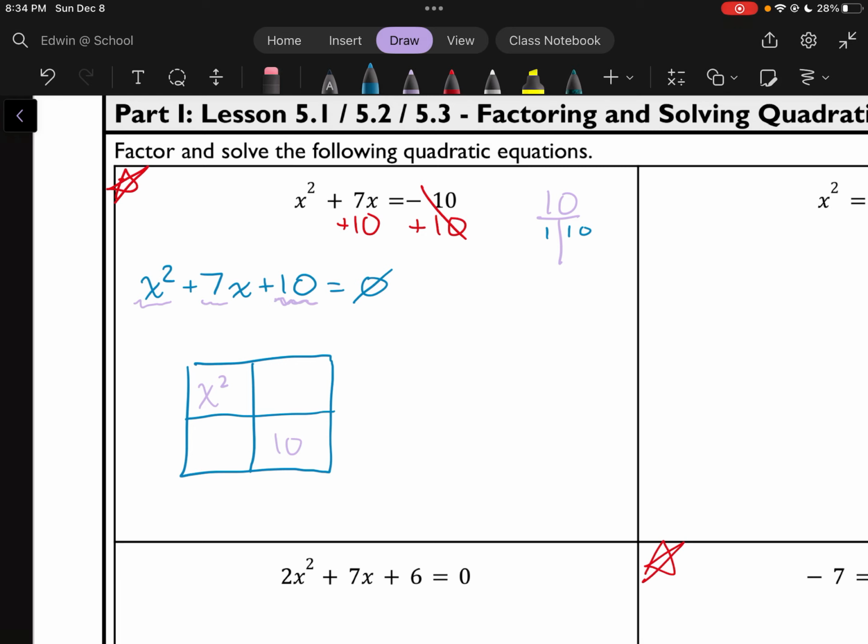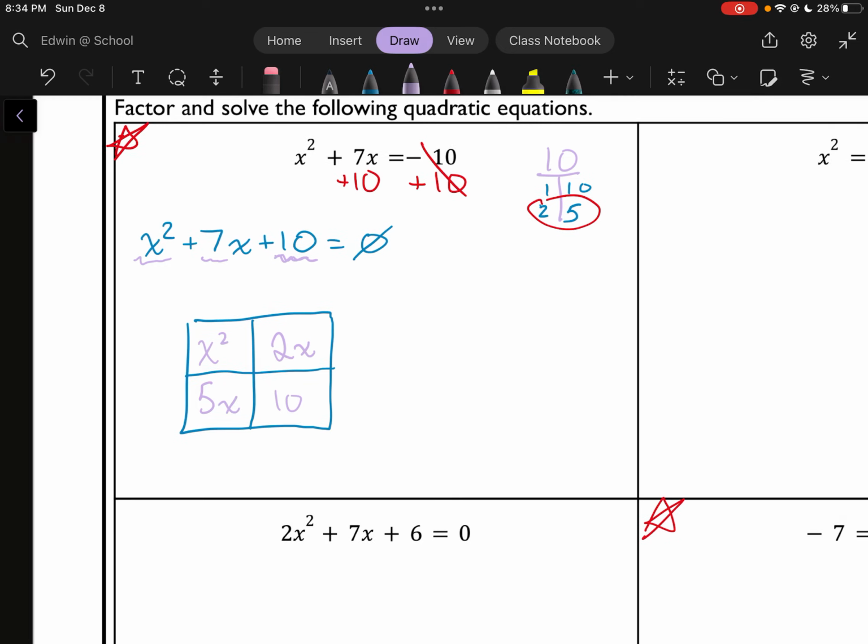So if you're not sure, you could just list out all of the factors. But in this case, 10 only has 2 pairs, 1 and 10 and 2 and 5. It's very easy to see that 2 and 5 are the ones that add up to 7 and multiply to 10. So when we do that, we want to write them in here. We fill them into the box. And don't forget to put the little x next to it, right here.